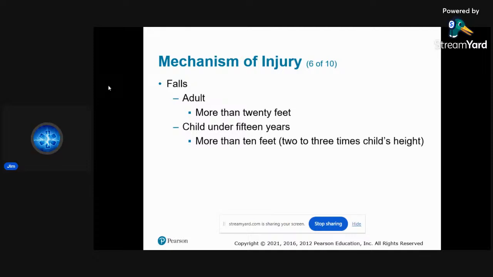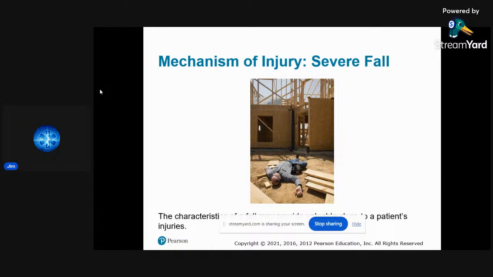Let's talk about falls. Significant falls are characterized by adults falling more than 20 feet and children under 15 years old falling more than 10 feet or 2 to 3 times the child's height. Picture of someone that looks like he fell.